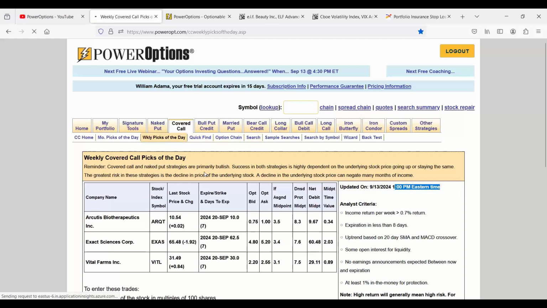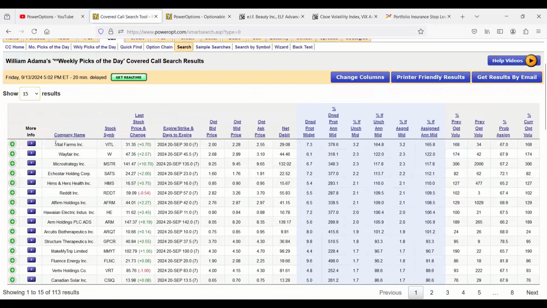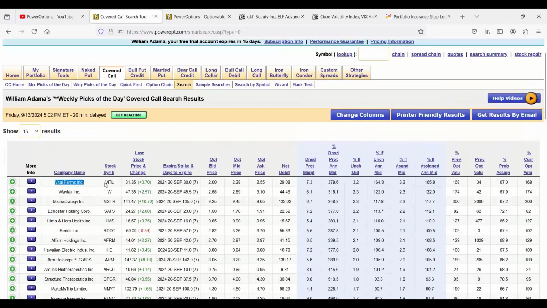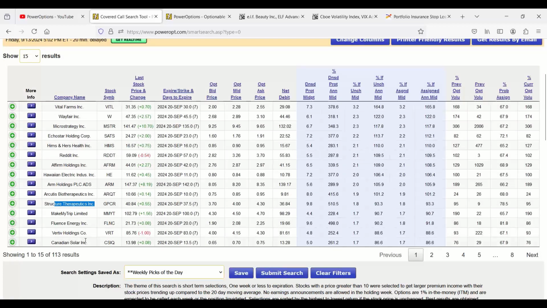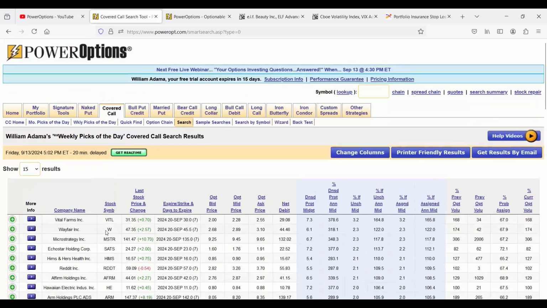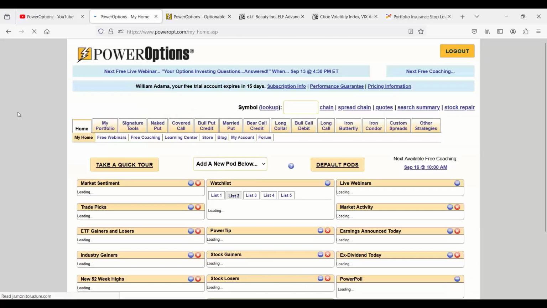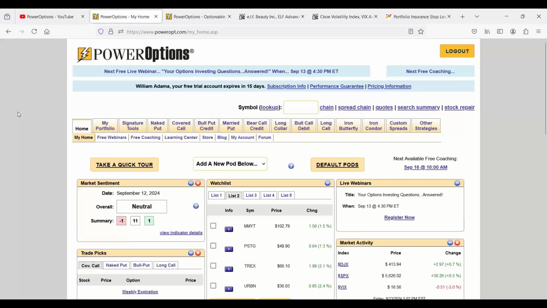But under the search, still see Vital Farms up there. I'm sorry, this is the weekly picks of the day. Since 1 o'clock this afternoon, it's updated Vital Farms, Wayfair, MicroStrategy, EchoStar holding. That's an interesting one. I've been keeping my eye on for potentially a married put position. There's Arcutis again, Structure Therapeutics, I think was the other one. So they're still there. Canadian Solar's down there. MMYT, that's something I'm in on a married put position right now. It's about a 35% return, I think. Could be as high as a 37% return in the next 5 days, depending on what happens with that particular structure. All right.